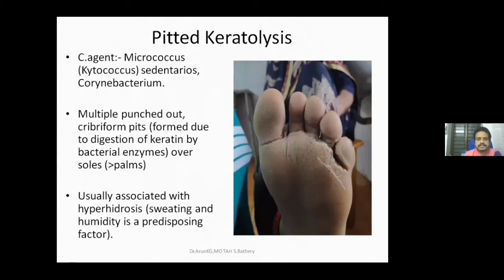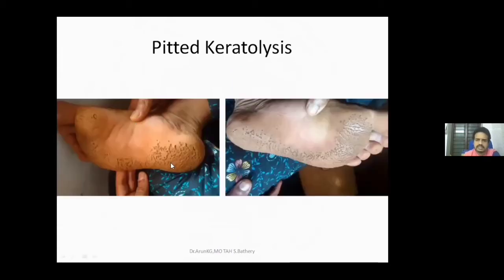Usually the sole will be more affected, and the patient will be complaining of hyperhidrosis also. This we can clearly see.